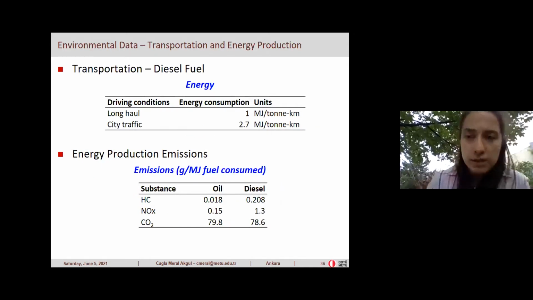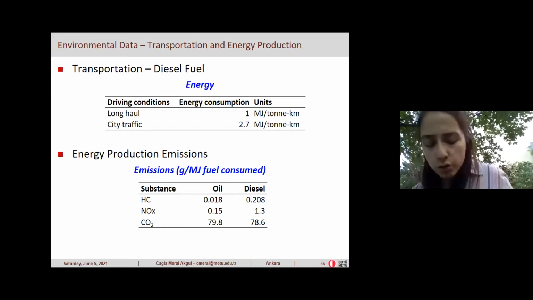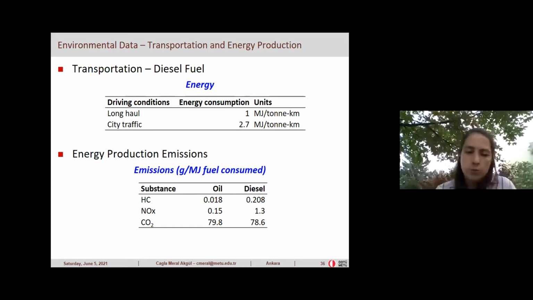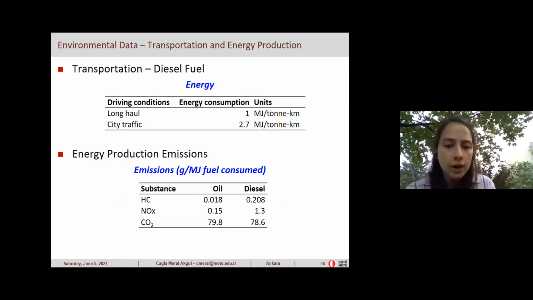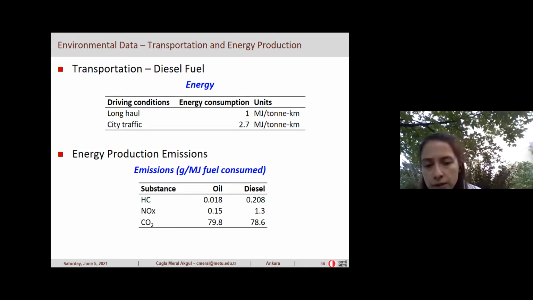And once we have all material flows, we also need to look at the transportation and energy production emissions. Long haul and city traffic are two different things. For long haul, we use 1 megajoule per ton kilometer, and for city traffic, we use 2.7 megajoule per ton kilometer. And the energy production emissions are also important. For each megajoule of fuel consumed, we produce different amounts of hydrocarbons, NOx, and carbon dioxide for oil and diesel, which are listed here.